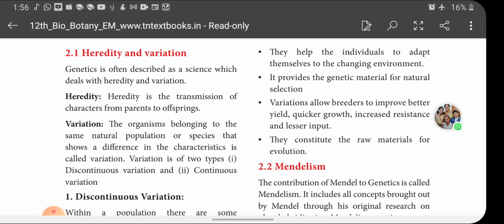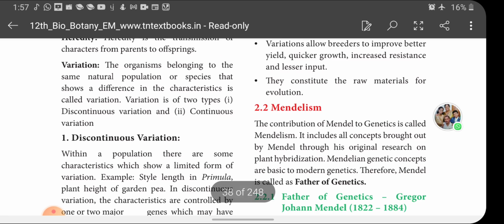When we look at siblings of a parent, they could show some differences among themselves. Though they came from the same parents, they are not alike in their external appearance or internal structure also, and this is called what? Variation. So the variation is of 2 types. One is continuous variation, another one is discontinuous variation.